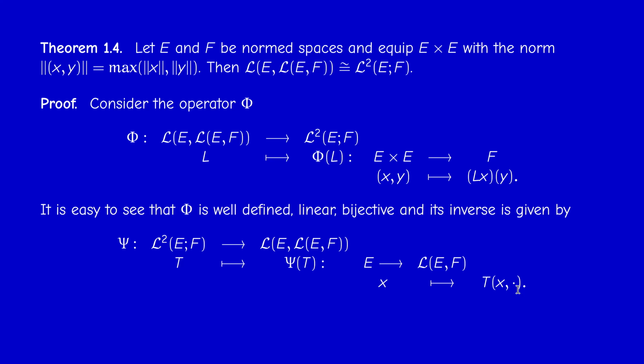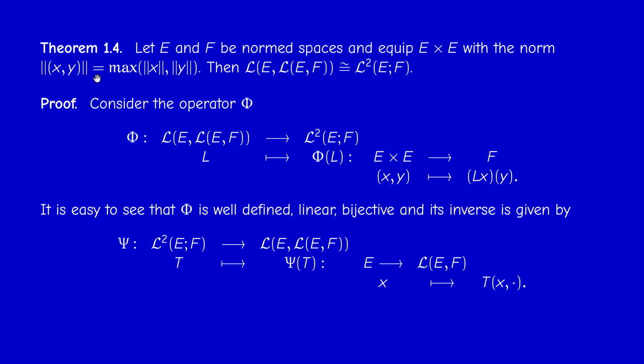So Tx is not an element in F, it's an element in L(E,F). So when I put y, then if y is in E, then T of xy will be in F. So this is the partial map that we talked about. This is pretty straightforward actually. And now we just have to check that phi conserves the norm. And this just follows from the definition.